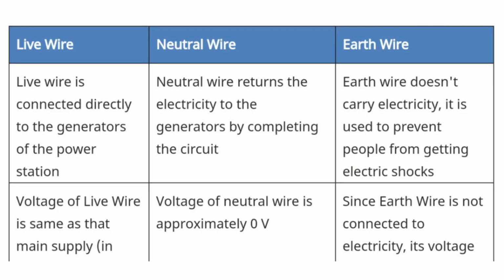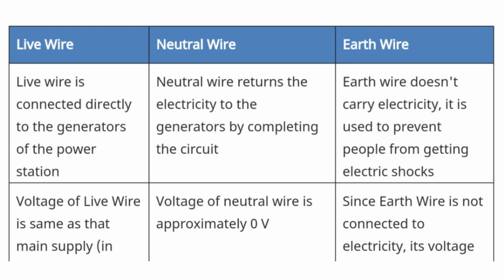So here is the difference. The live wire is connected directly to the generators of the power station. The neutral wire returns the electricity to the generators by completing the circuit. So it goes from positive to negative, and negative comes back to positive, and positive to negative, like that. And the earth wire does not carry electricity. It is used to prevent people from getting electric shocks.